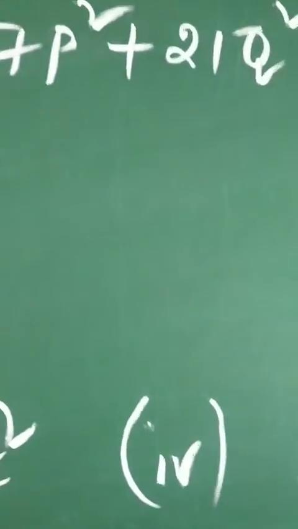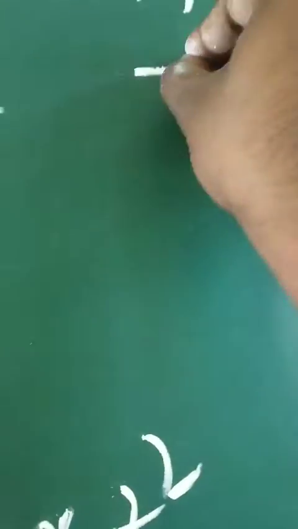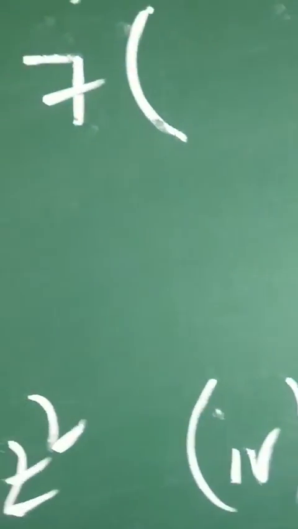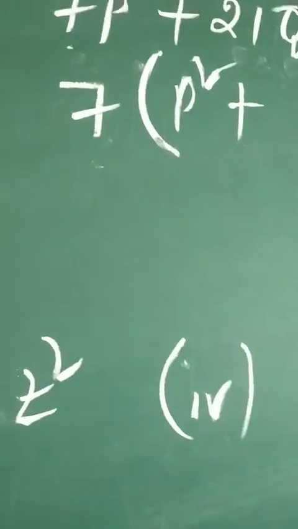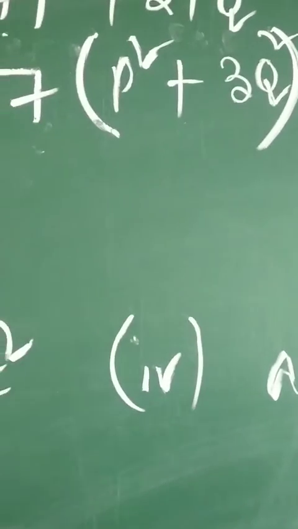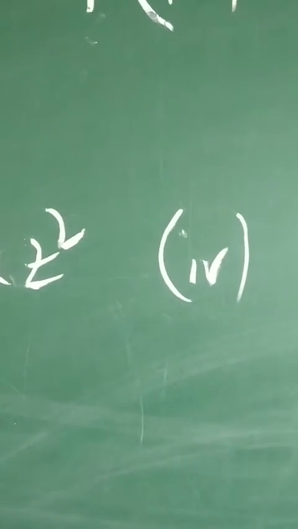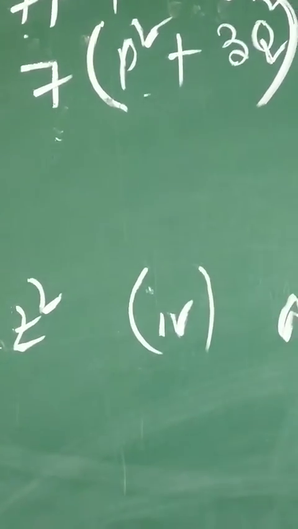The next one is 7p square plus 21q square. Children, what we can do from here, we can take 7 as common from both of these numbers. Once I take 7 away, only p square will be left. Plus from 21q square, if I have taken 7 away, 3q square is left. I cannot factorize it further. It's 7 into p square plus 3q square. There is no identity for a square plus b square, so I have to leave my answer till this much.